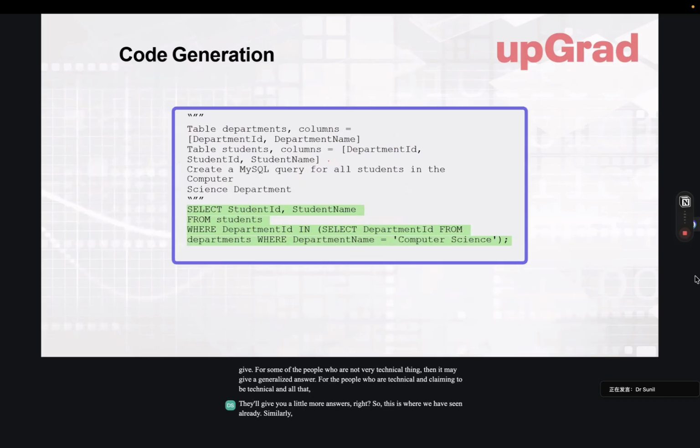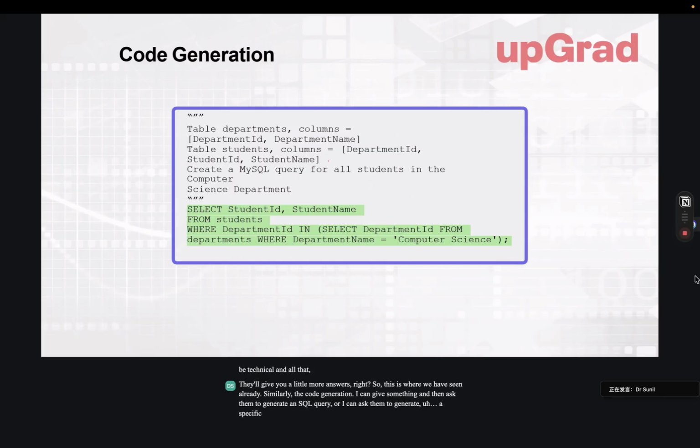Similarly, for code generation, I can give something and then ask it to generate an SQL query, or I can ask it to generate specific information from a language, right? So we can generate that code as well.